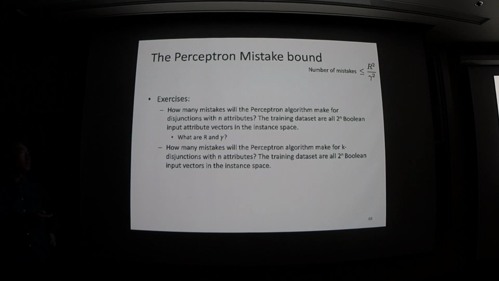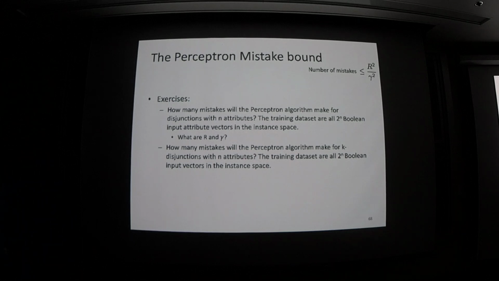First I want to ask, is this disjunction with n Boolean attributes linearly separable? We discussed it before. If it is not linearly separable, then the number of mistakes you make is infinite. It won't converge.